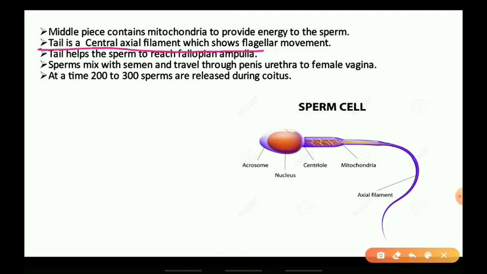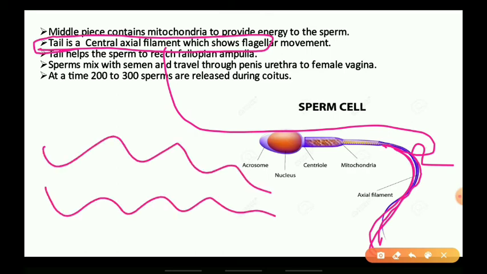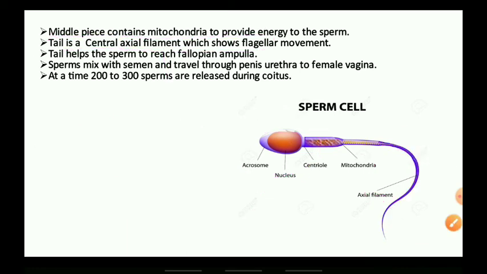Next, let us talk about the tail. The tail is a central axial filament, and this tail shows a flagellar movement like this. Due to this flagellar movement, the movement of this tail, the sperm is going to move in the forward direction.